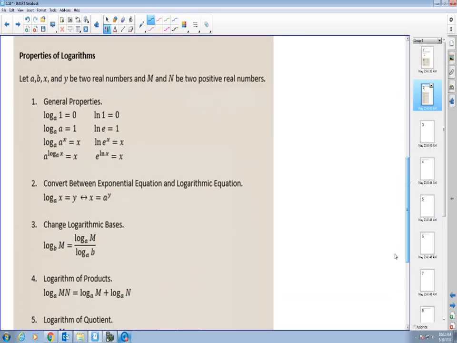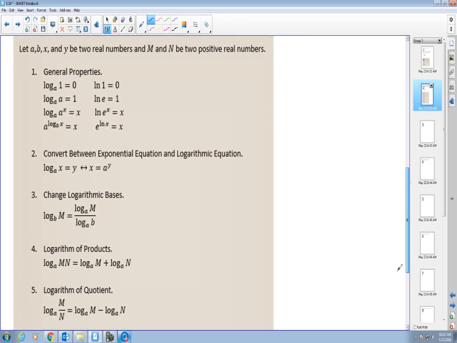Alright, and here are the properties of logs, and in a minute we're going to do some examples where we will use the properties of logs. A couple of things to keep in mind here. Log with any base of 1 is always equal to 0. Same thing if I change the base to an e, to have a natural log. Alright, log with the base a of a. Okay, if the base and what you're taking the log of are the same, they will equal 1.